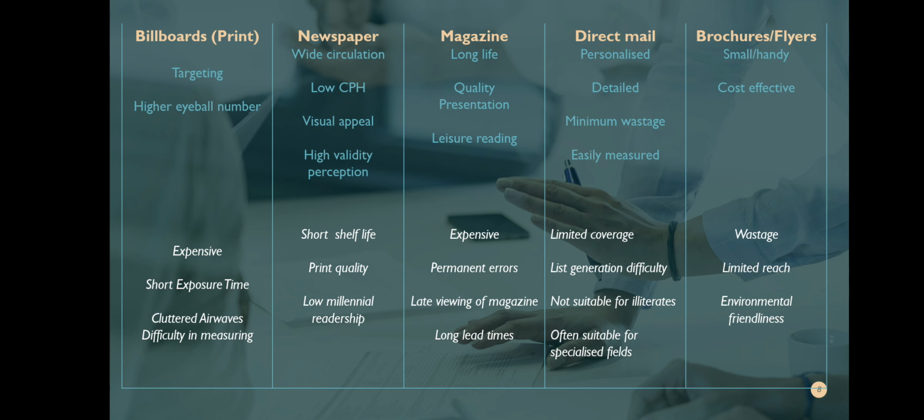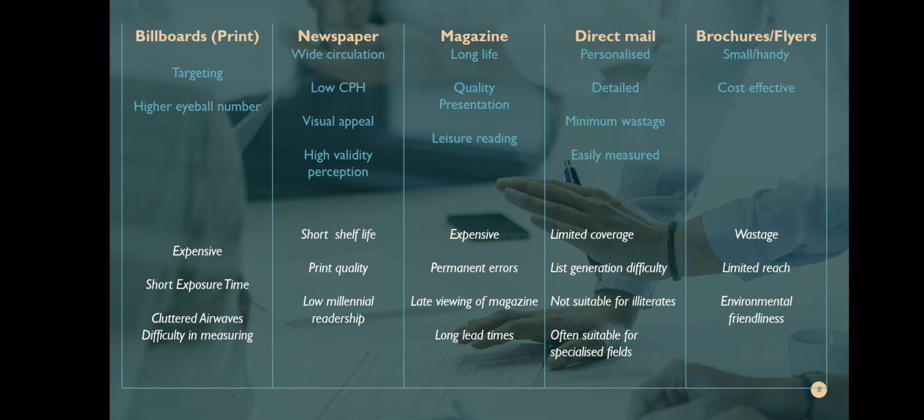Visual appeal. Newspapers allow for images to be shown. And because of that, it allows you to present your product or service in an appealing way, which is adding visuals and not only text.